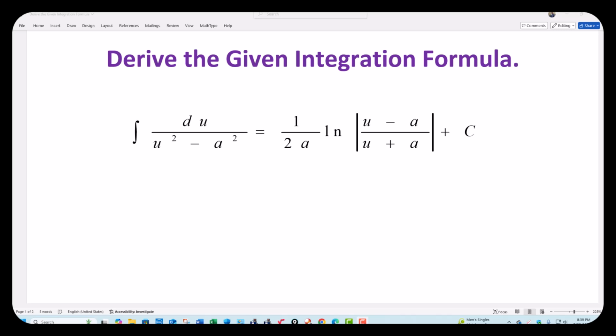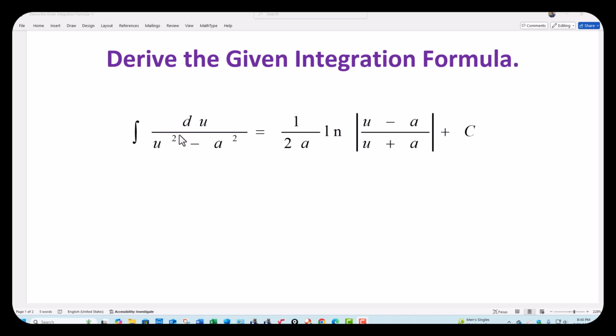In this video, we want to derive the formula that states the integral of du over u squared minus a squared is equal to 1 over 2a, natural log of the absolute value of u minus a over u plus a. U could be a function of x. Here, a will be a constant, so you have a difference of squares. This could be x squared minus 4, or some other expression that's a function of x. But it states if you can write it in this format, you can easily get the answer this way.